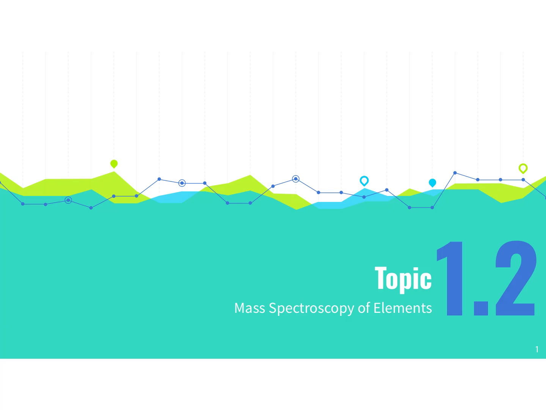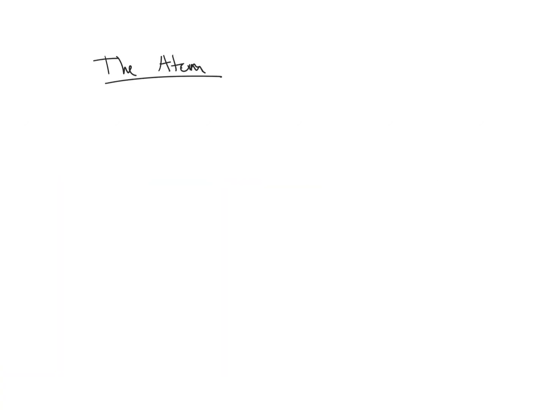Hey everybody, today we're going to be talking about topic 1.2, mass spectrometry of the elements. Before we get into mass spectrometry in general, first I want to give a brief review about the atom and some of the properties of the atom that we remember from our intro chemistry class. If we draw a very crude depiction of it, we have a nucleus that's positively charged in the center and a cloud of electrons around it that are negatively charged.